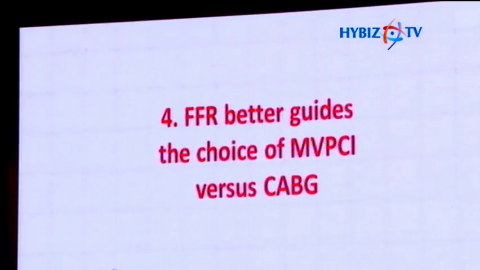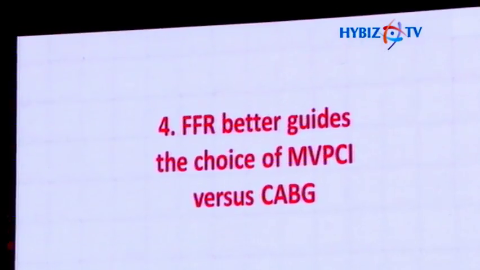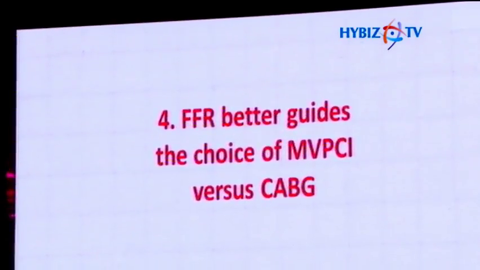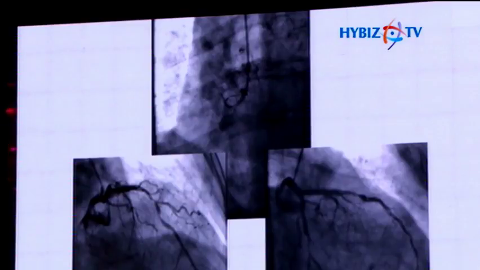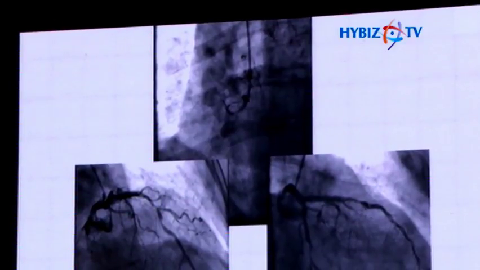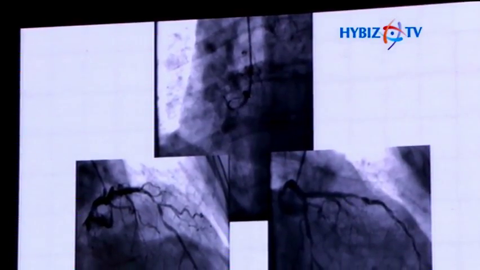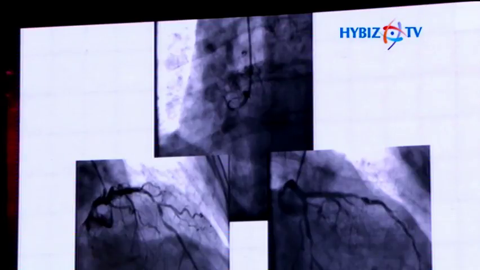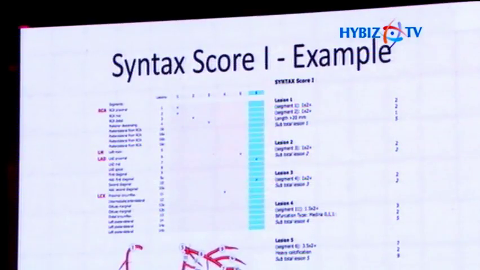Now let's think about how FFR may guide the choice of multivessel PCI versus CABG therapy. Here's an example of a case. This patient has a totally occluded right coronary, diffuse disease in the LAD, and a tight stenosis in the circumflex. Now, you all know from the SYNTAX trial that if the SYNTAX score is high, we should be referring these patients to cardiac surgery. So we calculated the SYNTAX score in this patient. The SYNTAX score in this patient is 32. We know from SYNTAX that this is a good case for CABG.